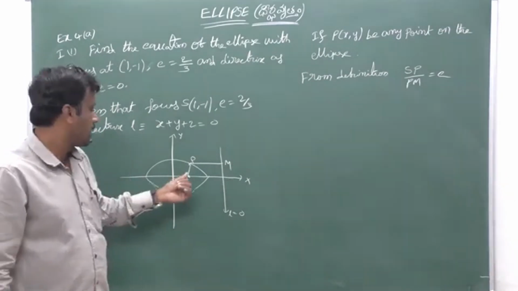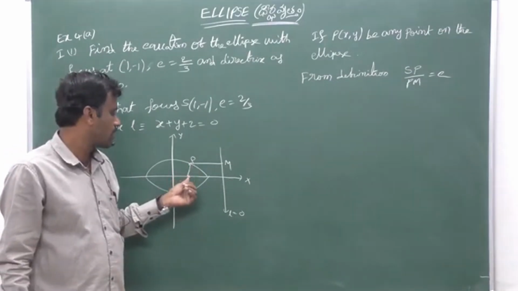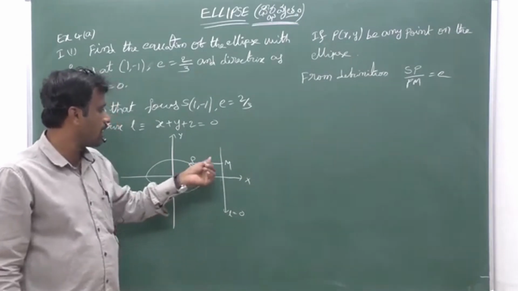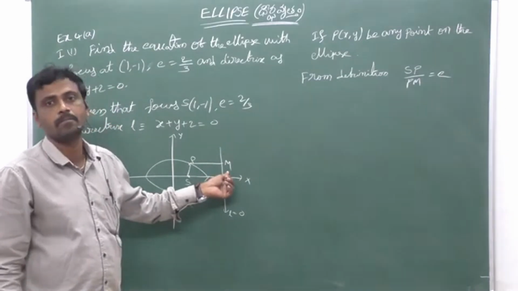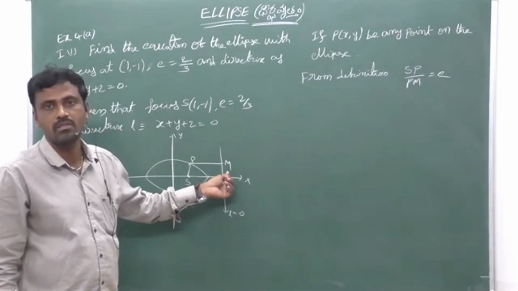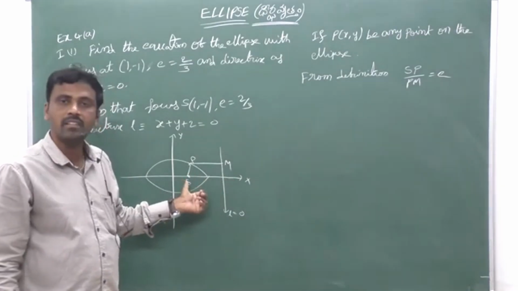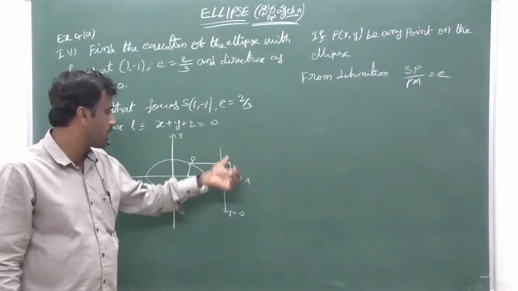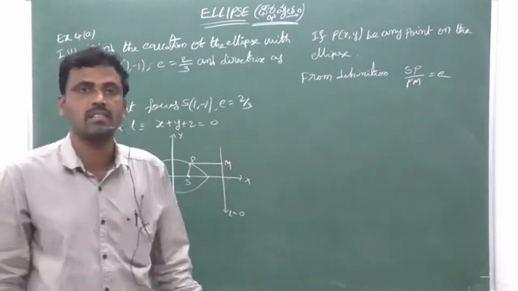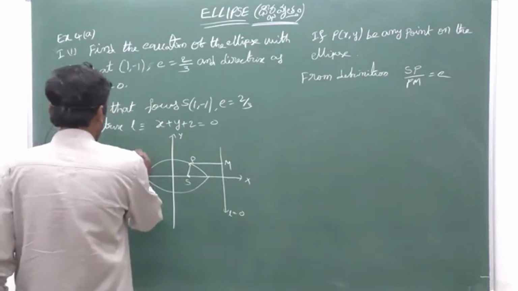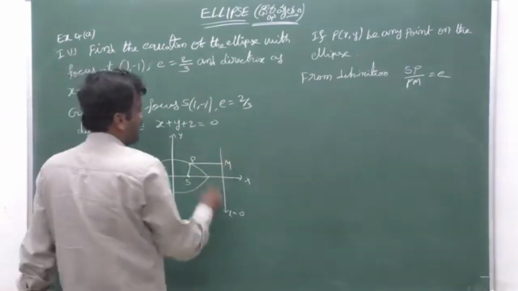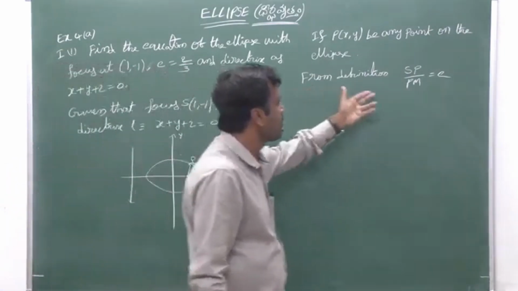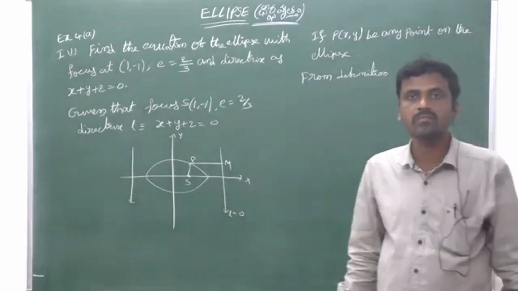That means the locus of the point which moves such that its distance from a fixed point and from a fixed line are in constant ratio. The fixed point is called the focus, the fixed line is called the directrix. That is the definition of conic ellipse.